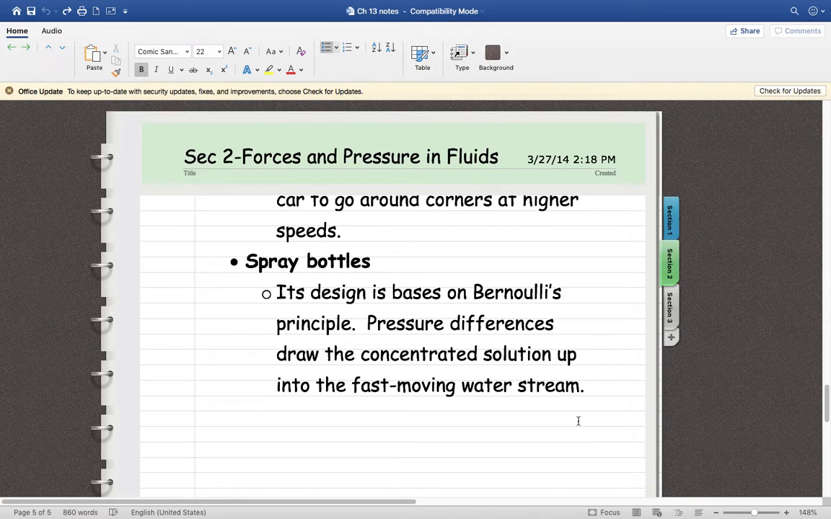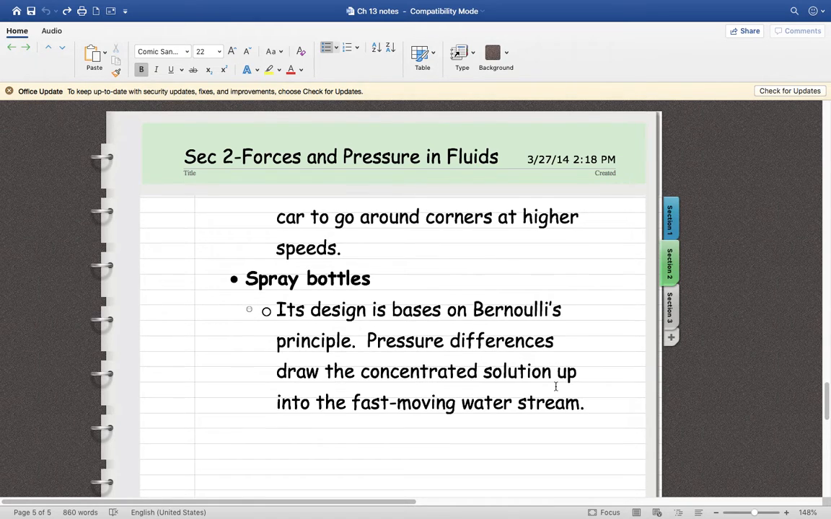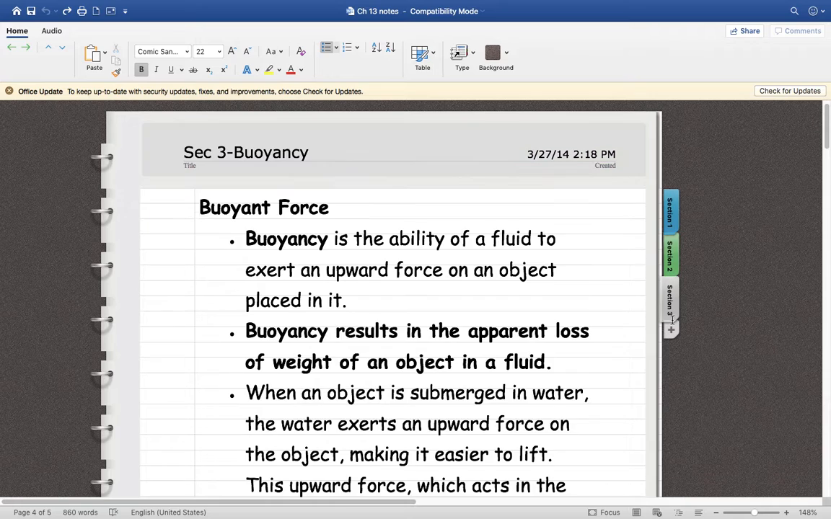So basically, again, the water coming out of the hose over the top of the fertilizer is going so fast that it creates a pressure difference again, so that it pulls the fertilizer, the concentrated solution, up into the water from the hose. So its design is based on Bernoulli's principle. Pressure differences draw the concentrated solution up into the fast-moving stream. Please, on both of these, you've got to look at the book. I don't have the page right here, but you've got to look at it to help you get a visual for this. Okay? All right, I'm going to start section 3.